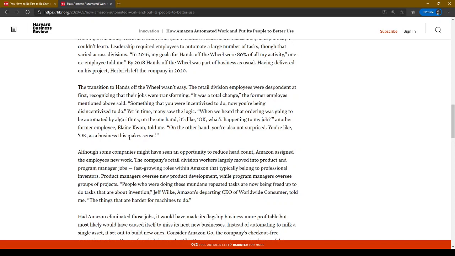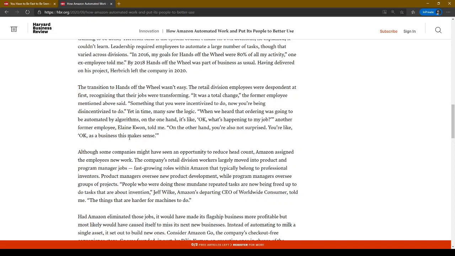When we heard that ordering was going to be automated by algorithms, on one hand, it's like, okay, what's happening to my job? another former employee, Elaine Kwan, told me. On the other hand, you're also not surprised. You're like, okay, as a business, this makes sense. Although some companies might have seen an opportunity to reduce headcount, Amazon assigned the employees new work.